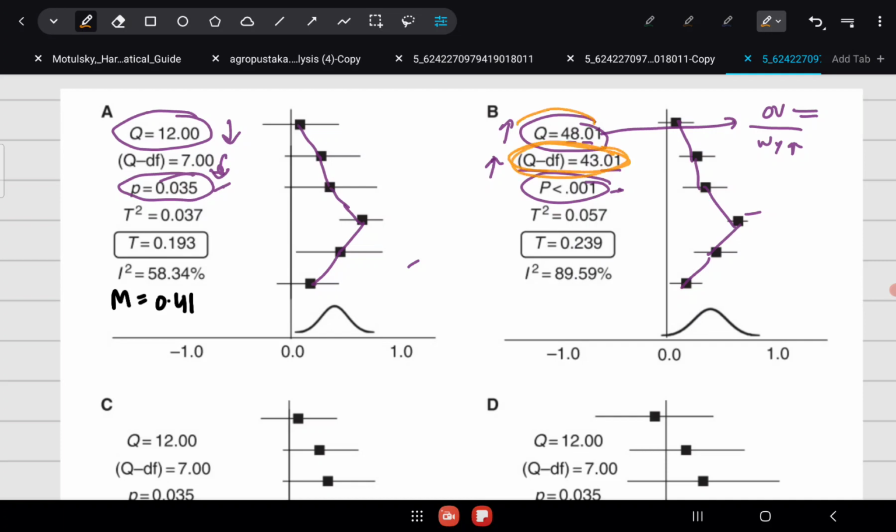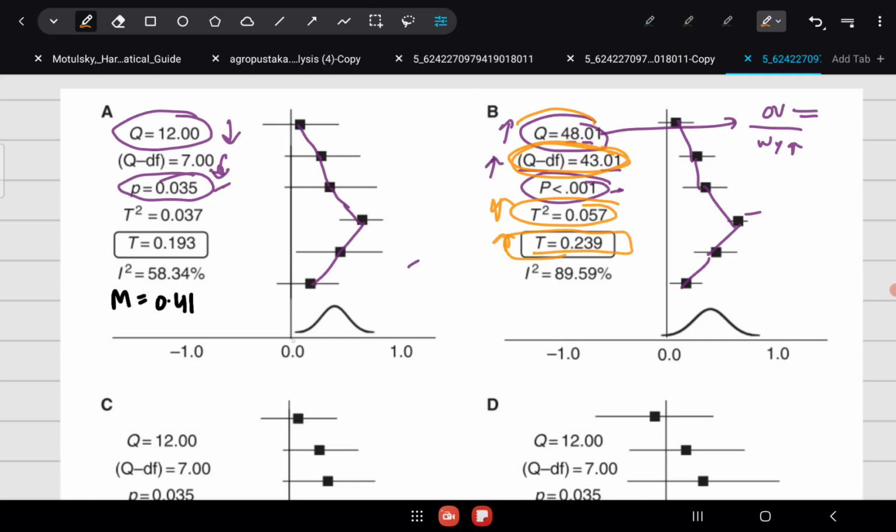So Q minus DF is more for B. So you would expect that the t square will be more for B, and this is what we are seeing, that t square is more for B. Because t square is more for B, obviously t will also be more for B. So what is the importance of this t now? That is what I want to tell you.